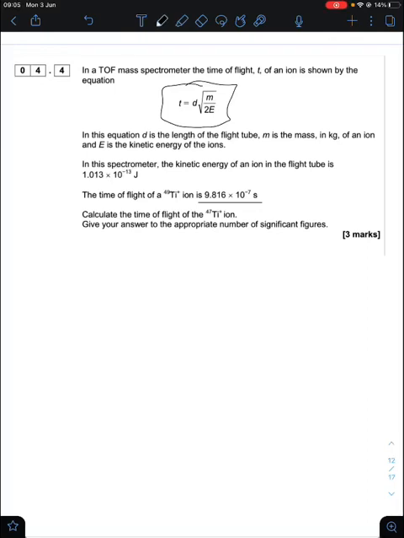Okay, so we're having a look at solving the time of flight for Ti-47, an isotope of titanium with a mass of 47, in a mass spectrometer.